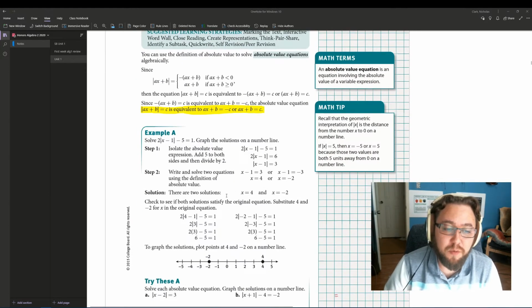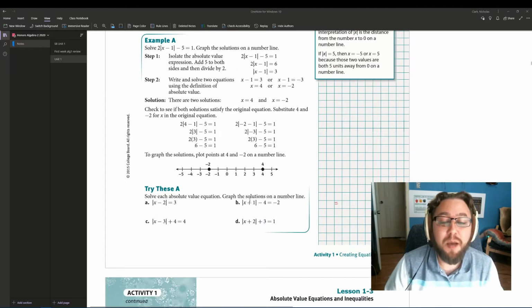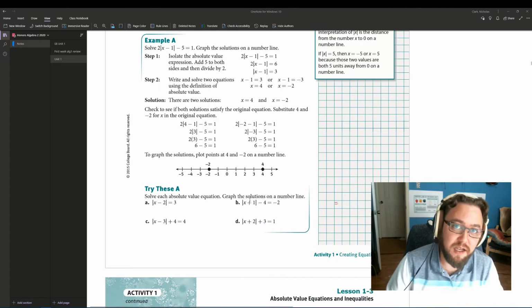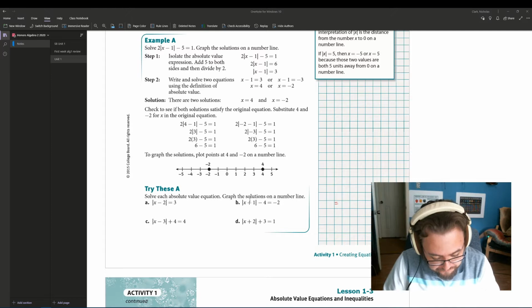You can read how to do that with example A. I'm not going to rehash that. I'm going to go ahead and solve these and try these, and you can watch as I go along. Let's take a look at A.